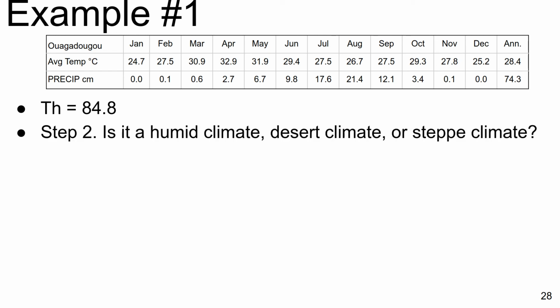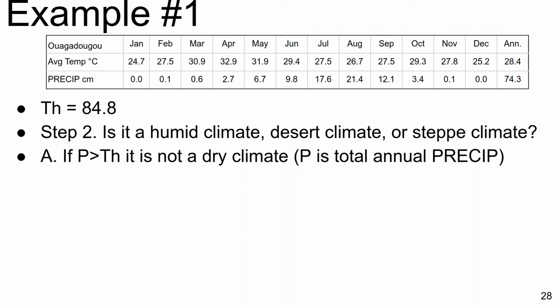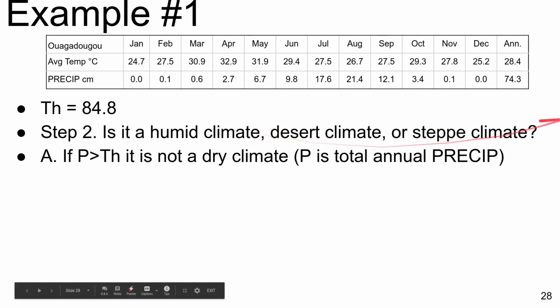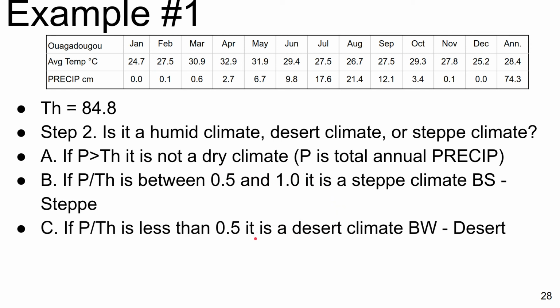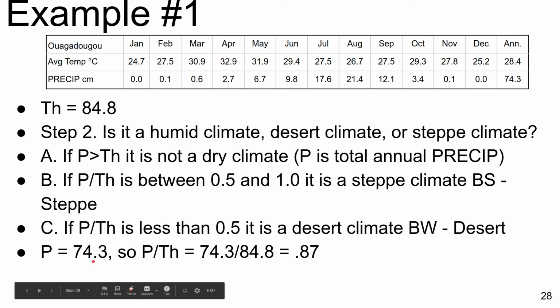So step 2, you have to determine is it a humid, desert, or steppe climate. If P is greater than TH, it's humid. In this case, P is 74.3, TH is 84.8. If P divided by TH is between 0.5 and 1, it's a steppe. And if it's less than 0.5, it's a desert climate. Just looking at it, you know it's going to be some sort of dry climate, because precip is 74, TH is 84, 74 is less than 84.